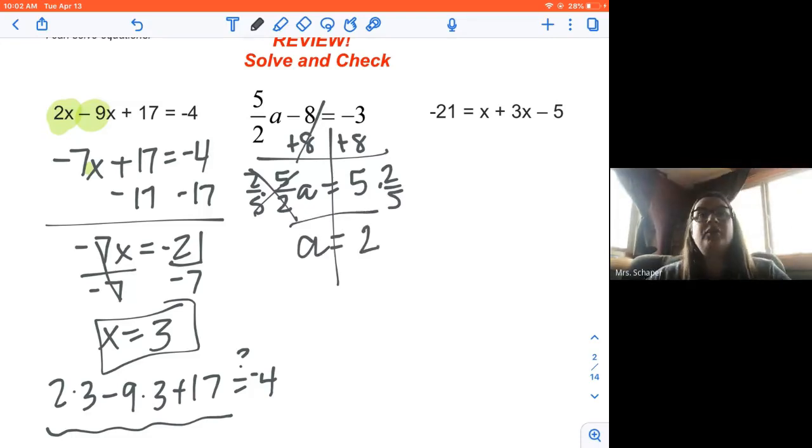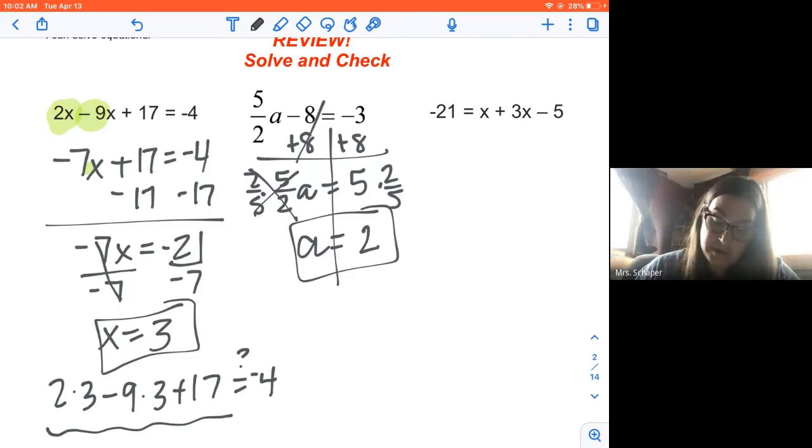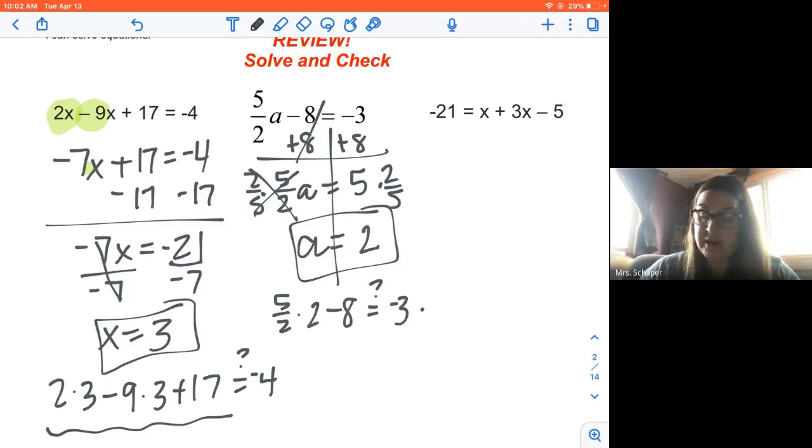Right? And you can go ahead and enter that into your equation to see if it works. Is 5/2 times 2 minus 8 the same as -3? And you can type in what's on the left, and then you should get -3.